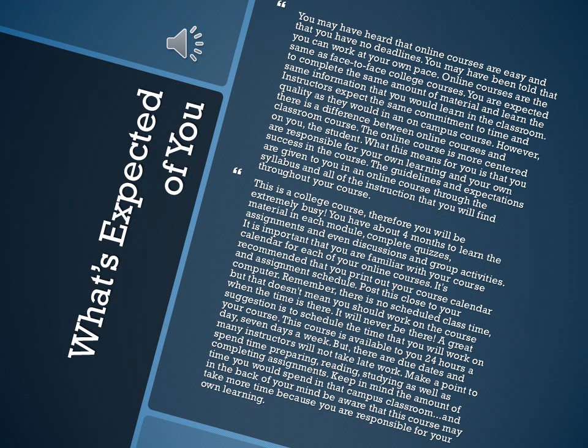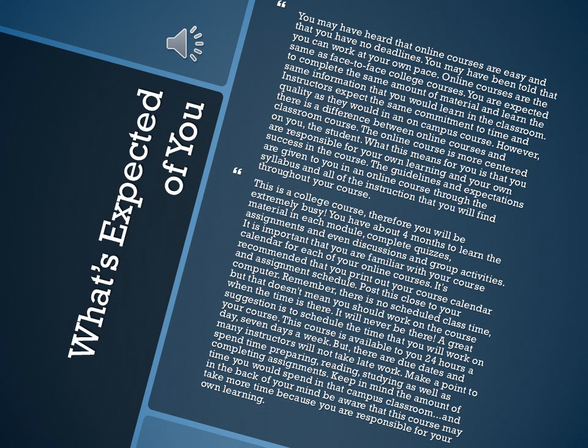Your instructor is going to expect the same commitment to time and quality as they would in the campus course. But there is a big difference between online and the classroom. The online course is more centered on you. That's what we were just talking about. So what that means is you are responsible for your own learning and your own success in the course. The guidelines and expectations are given to you in the course through the syllabus and through all of that information that you're going to find in the course content in the main menu. So be sure and review all of this information.